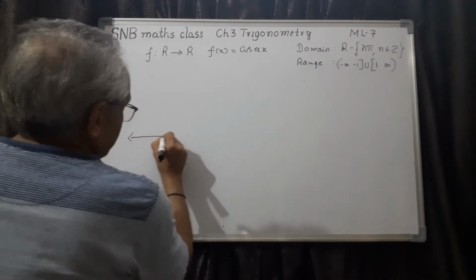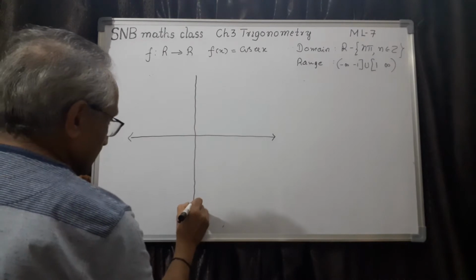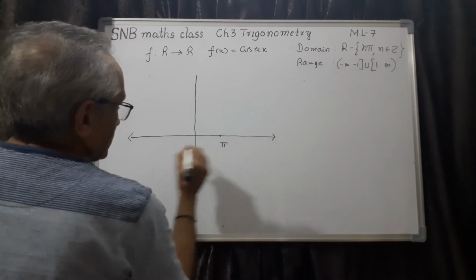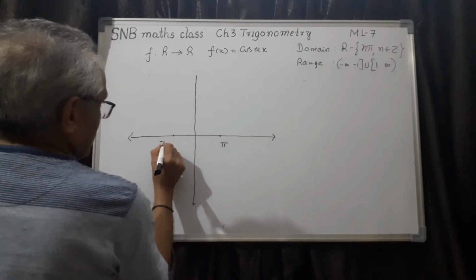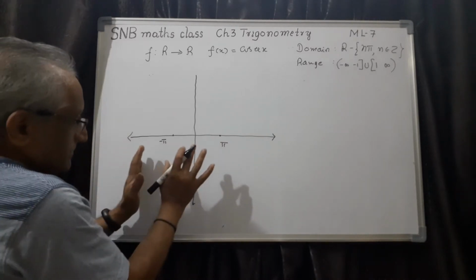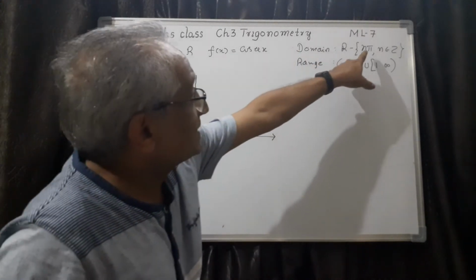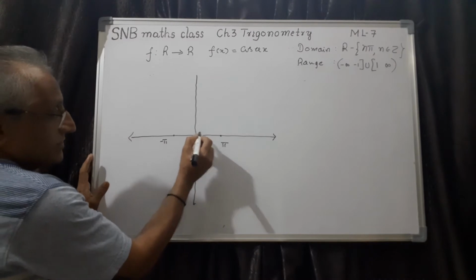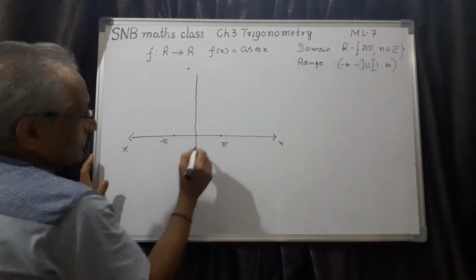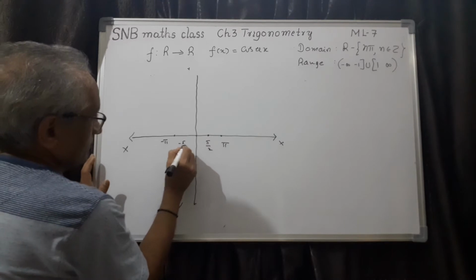See, graph will be like this. First let me take only one branch. Let me take, this is pi, then this is minus pi. In order to avoid complicated situation, I am taking only one specific case. This is pi. You know that domain does not contain pi and minus pi both, and it does not contain 0 also. So what I do is, this is pi by 2. This is minus pi by 2.